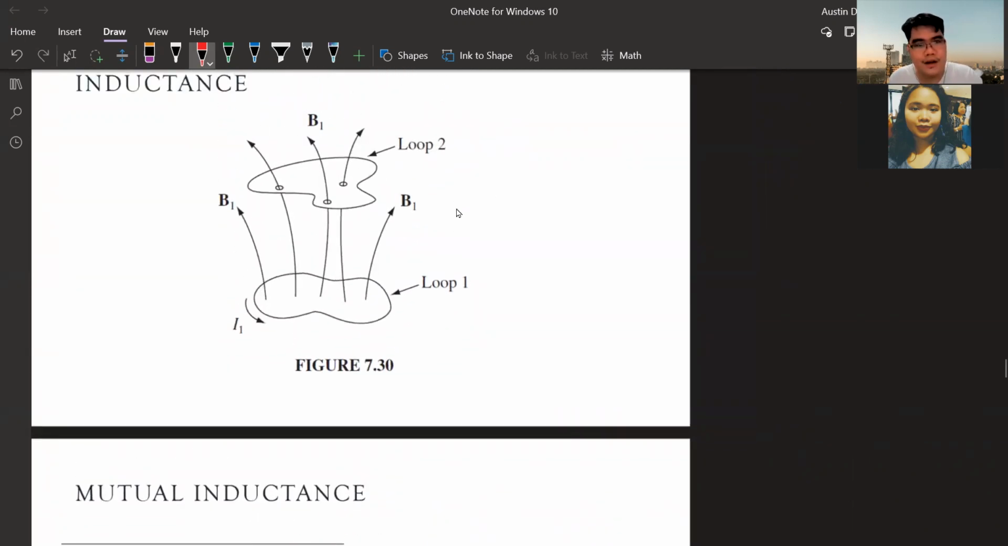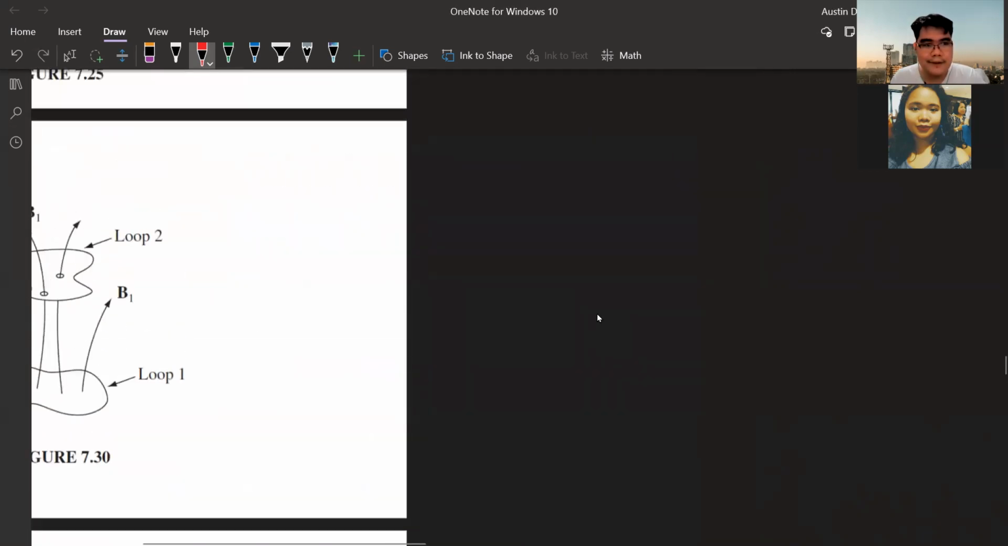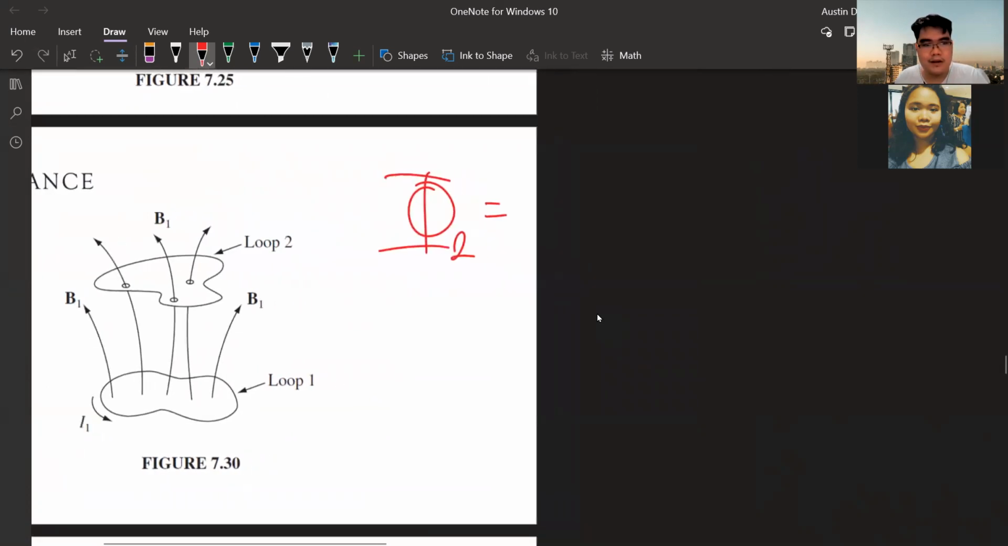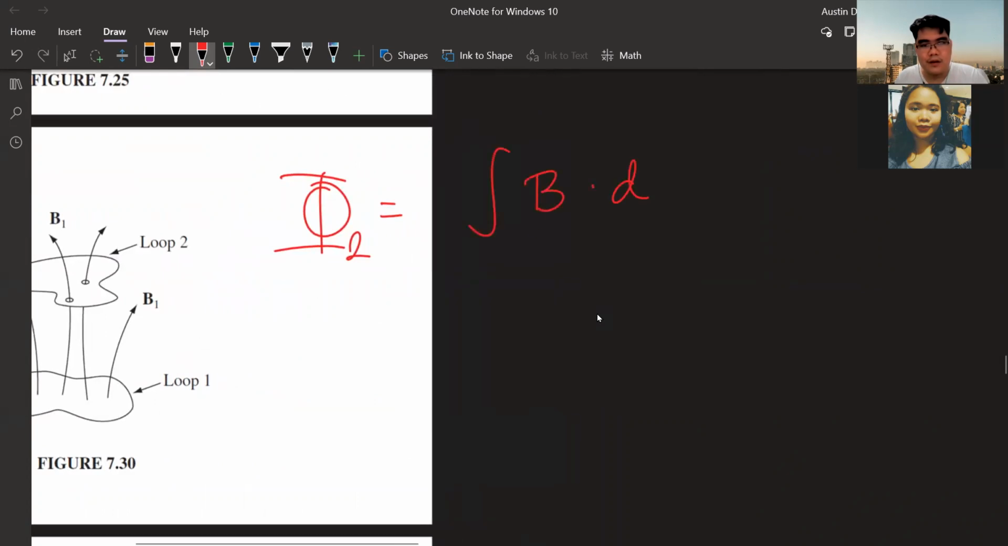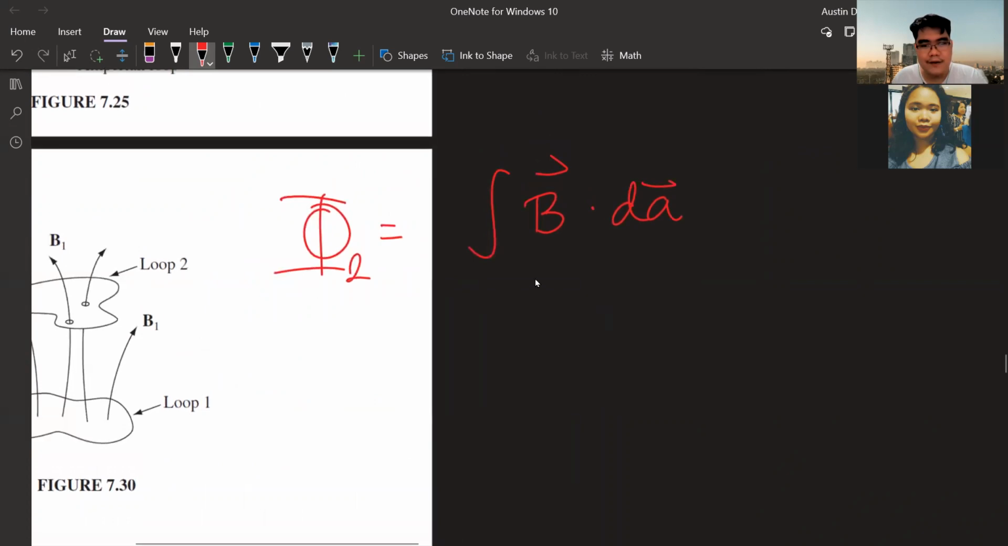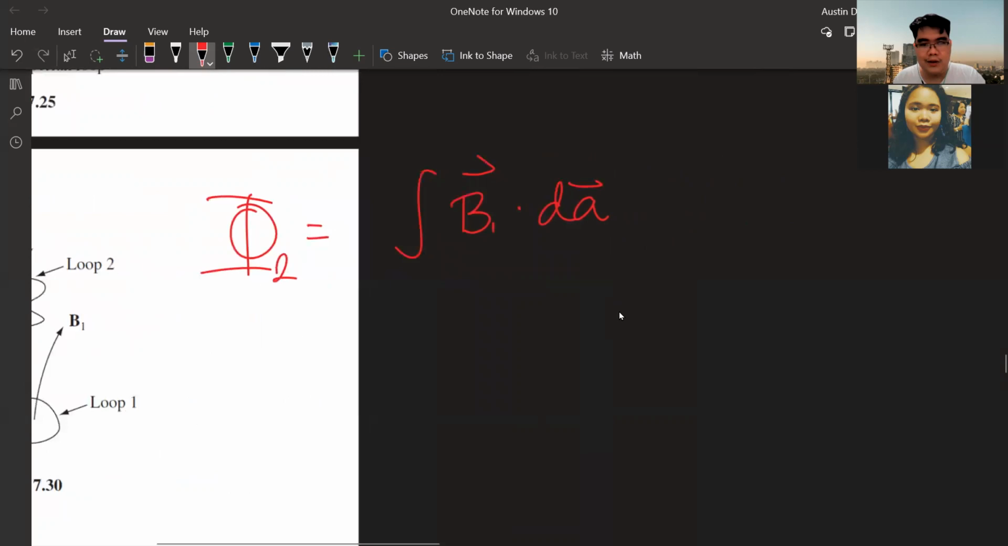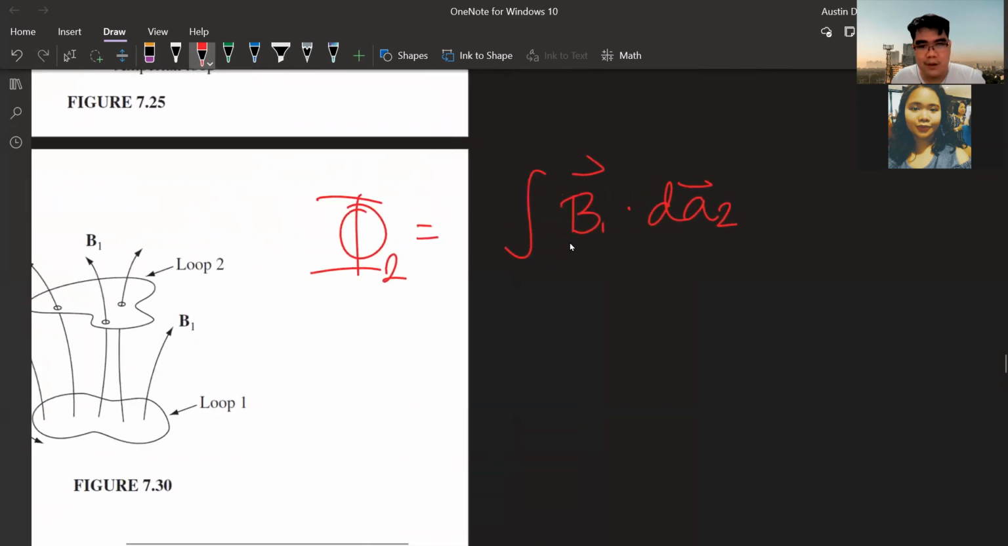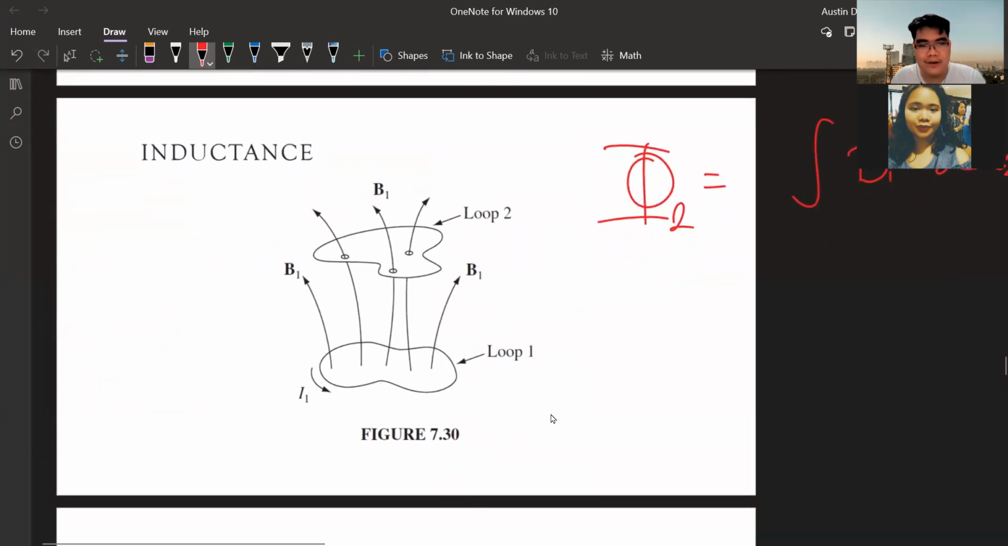Then, of course, you can know the flux by using B as a var. Tama? Kasi B.dA, di ba? The flux into loop 2 can be obtained by integrating all the magnetic fields coming from 1, B1, into the loop dA2. Okay? Bale sabihin yung dA2 ay yung area nitong loop 2. Yung B1 galing sa loop 1 yung magnetic field, of course.